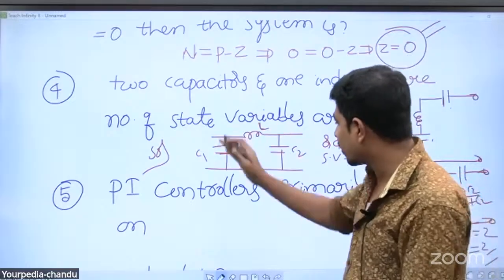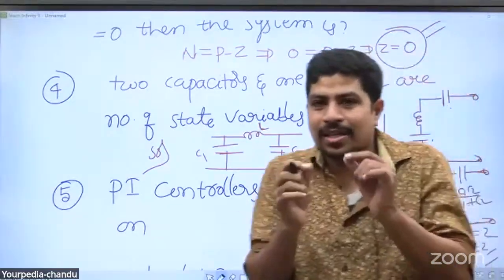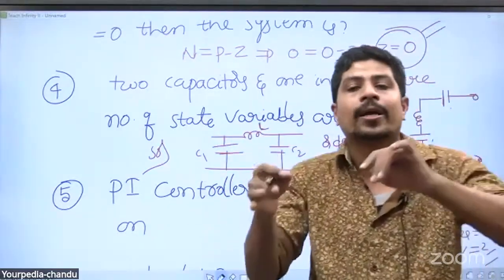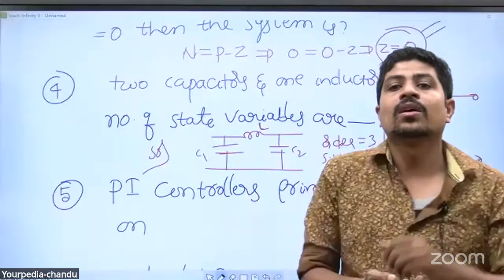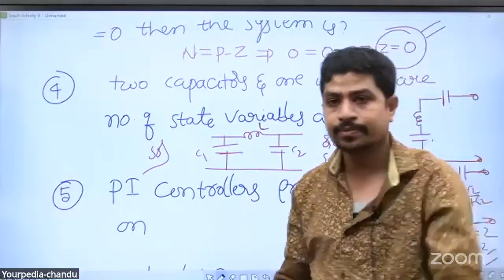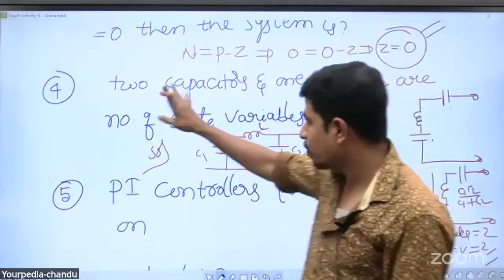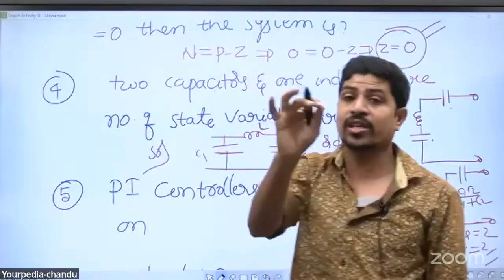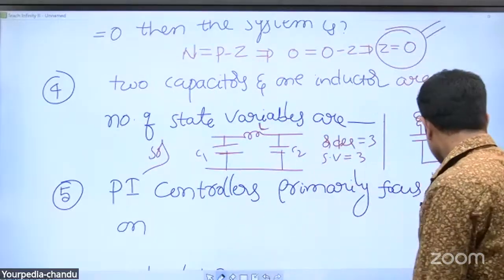So if the capacitors are given in such a way that they can be combined into a single capacitor, the number of state variables is 2. If it is not possible to combine the capacitors into a single one, then the number of state variables is 3. Right? So both combinations are possible in this question. I give you the answer. Please check exactly what question is given, right?